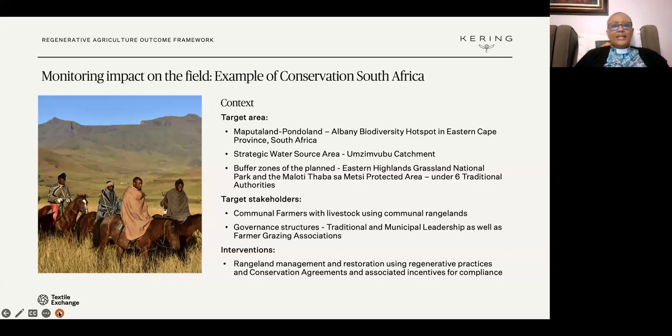And in our landscape, we're hoping to bring by 2030, at least in this particular landscape, at least 30,000 hectares of communal rangelands under conservation agreement and under regenerative agricultural practices. And it's important because those particular spaces are very degraded. We have a lot of alien invasives. There's a lot of overgrazing and soil erosion and so on. So our work goes towards trying to restore those rangelands to full ecosystem function. Next slide, please.